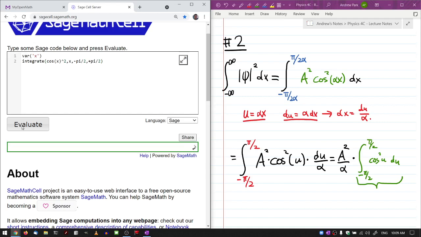Evaluate, and yeah, I figured it's gonna give me something super simple, 1 over 2 pi.